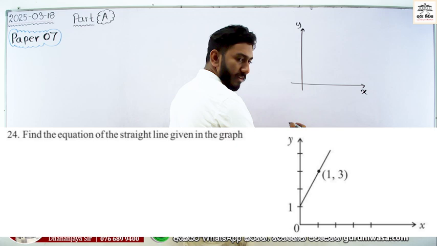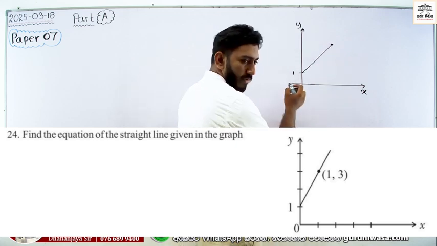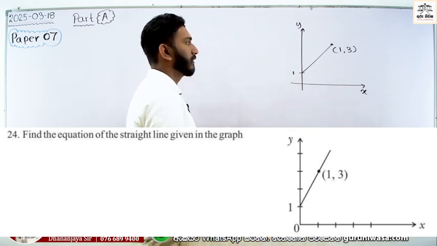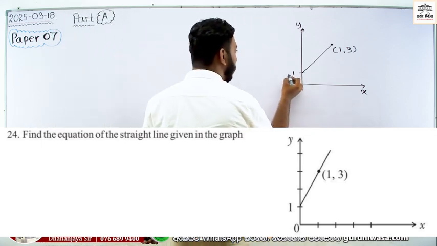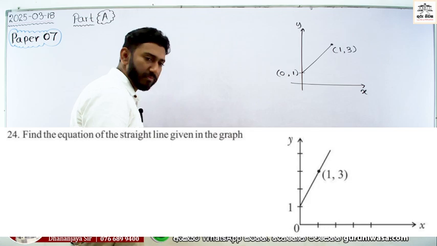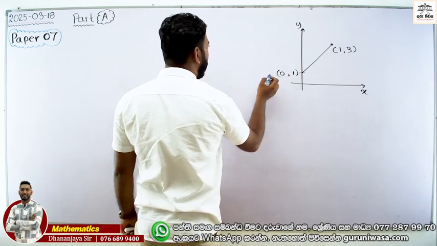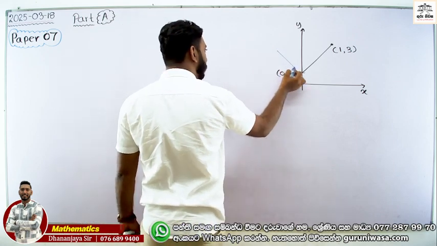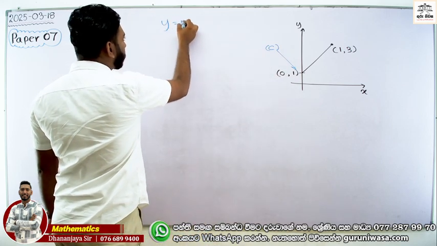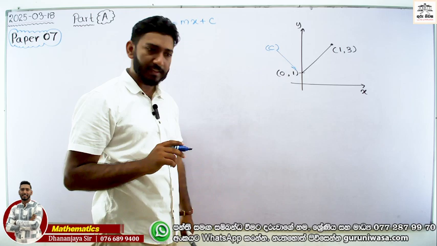And the x-axis here, and here it's +1. This is the intersection point, and this one becomes 1, 3. This is a coordinate, right? And what's this one coordinate? 0, 1. The intersection point of the y-axis we called the intercept. We called this the intercept, right? So that is what we call c. Y equals mx plus c, where m equals gradient, c equals intercept, right?